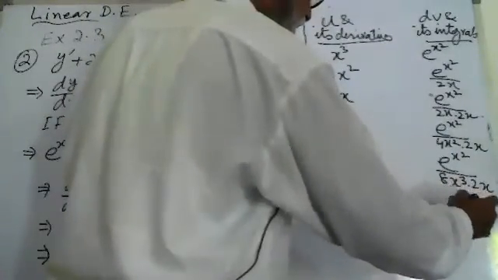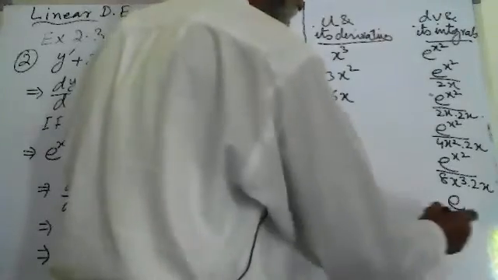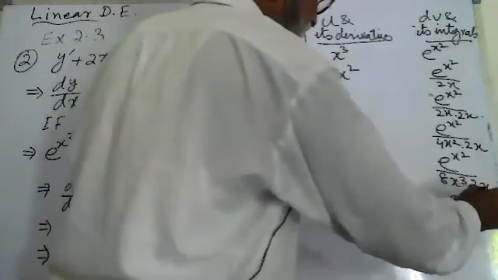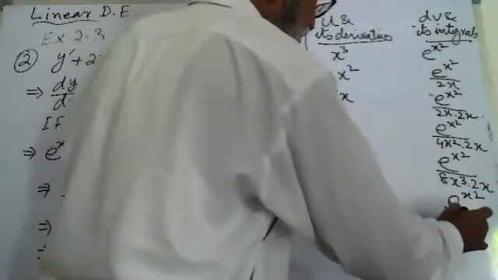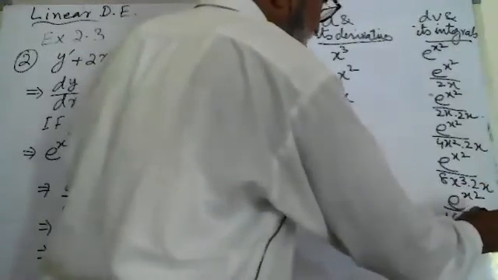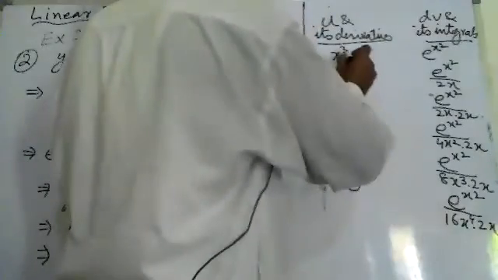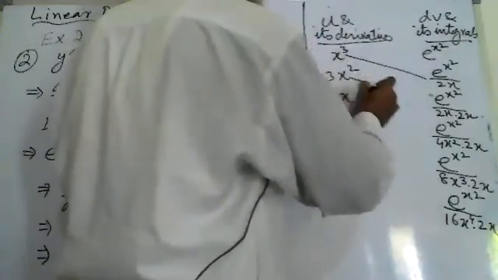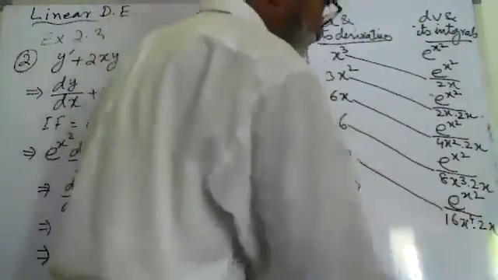And again its derivative will become 0, and the derivative of 0 will be 0. e raised to power x square upon 16x4 into 2x. That will be multiplied with this one, that is multiplied with this one, and so on. 0 into this will be 0. Finish.